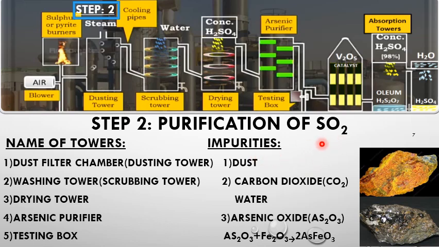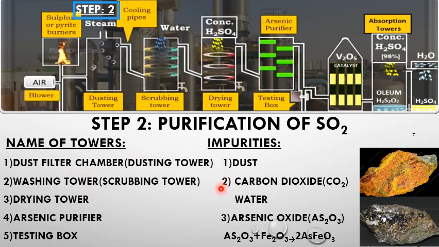Sulfur dioxide gas now passes through the different chambers or towers. The names of the towers are dust filter chamber or dusting tower, washing tower or scrubbing tower, drying tower, arsenic purifier, and testing box.